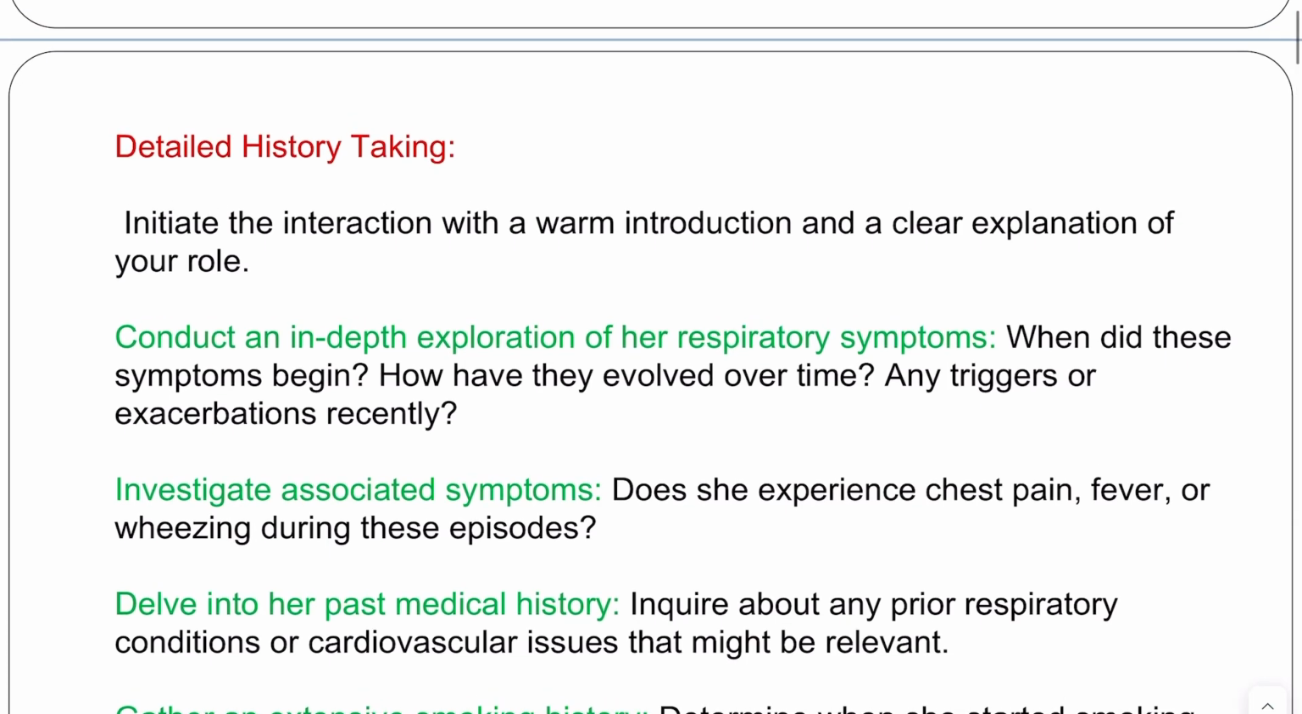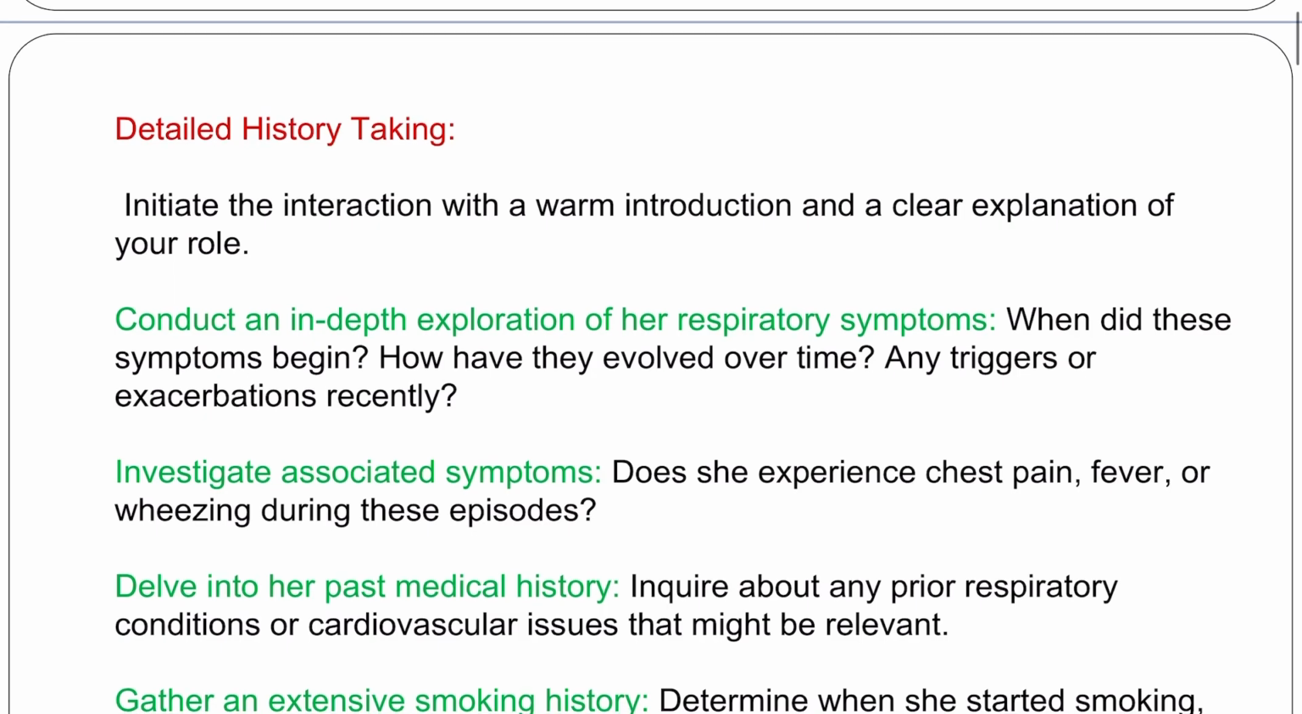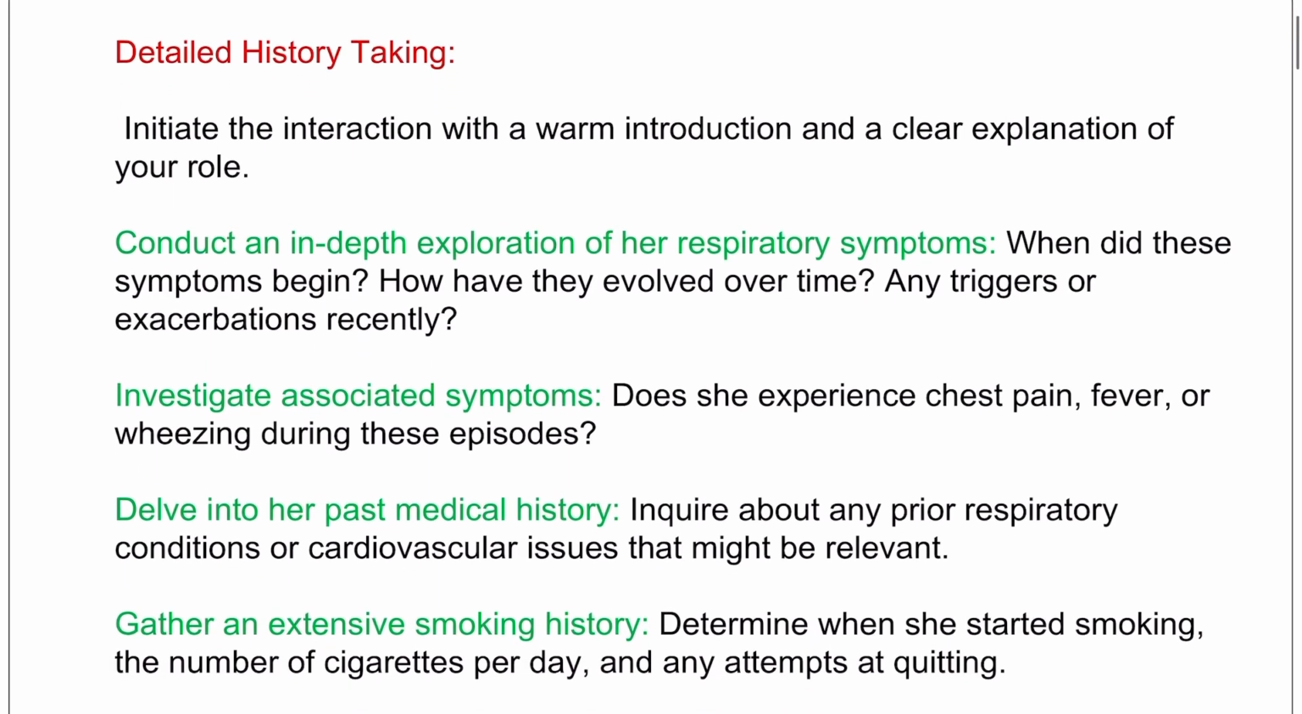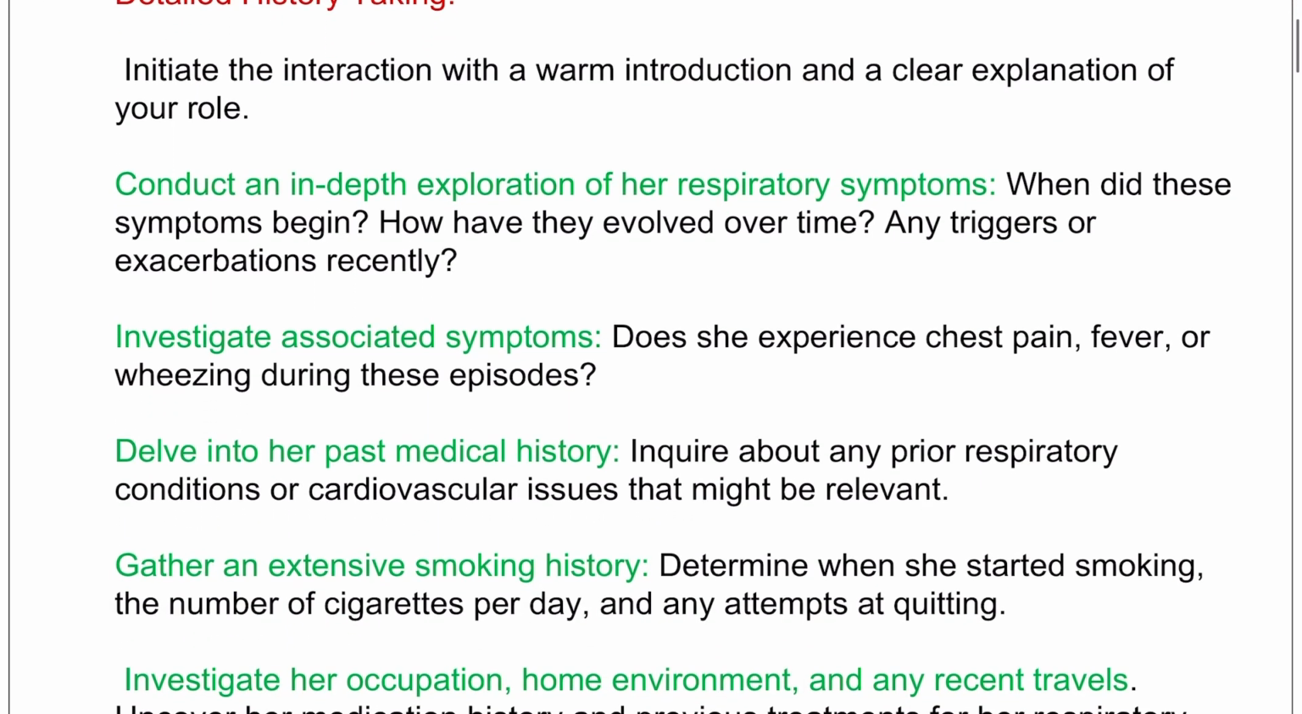First of all, you're going to greet the patient. You introduce yourself: I'm one of the doctors working in the hospital. Is it okay if I take your history, ask you some relevant questions, and we'll do the examination later? This is taking consent from the patient along with your introduction. So a warm introduction and a clear explanation of your role, and then you'll start with the history.